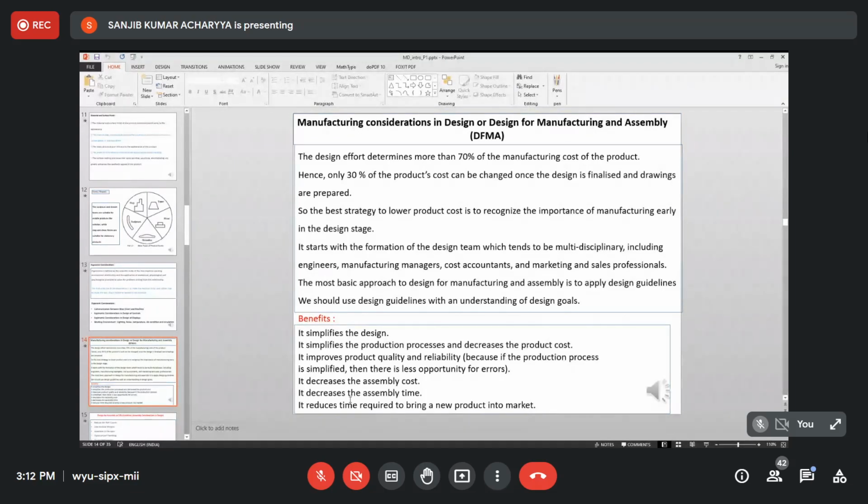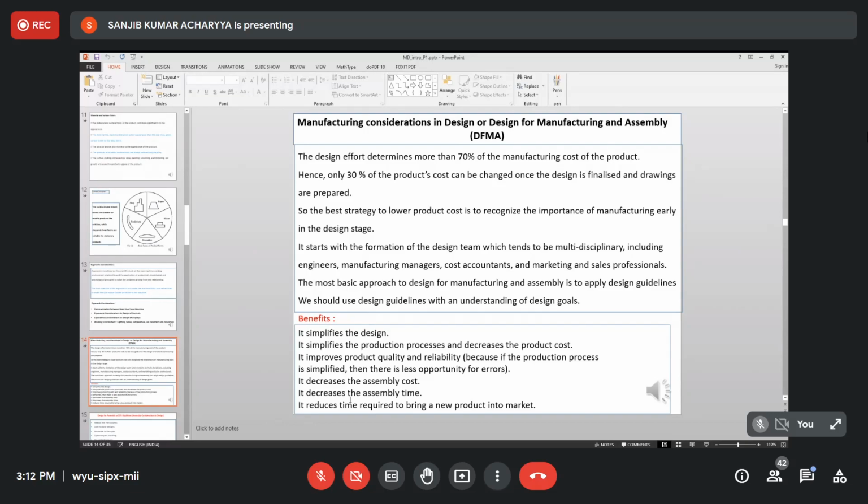Manufacturing aspect of design and assembly aspect of design. Design should ensure that the assembly procedure will not be difficult. And if you have to make assembly easy, you have to take appropriate decisions during the design period. Otherwise, you cannot ensure the assembly process is easy.